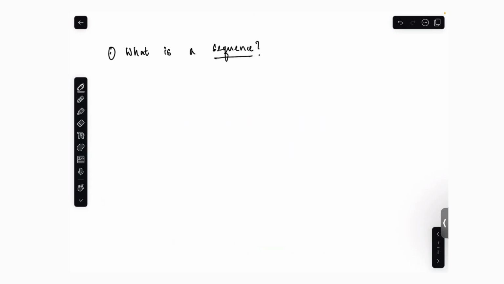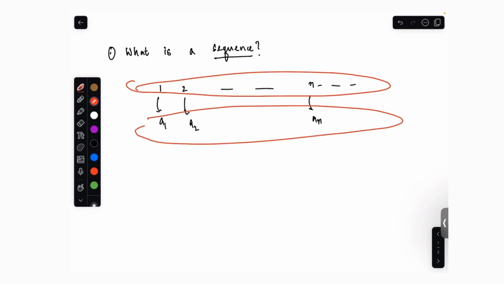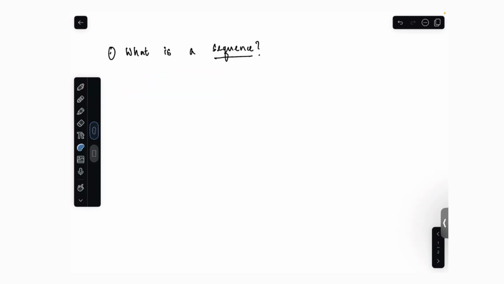A sequence is a function. In other words, you have 1, 2, dot, dot, dot, n, or till infinity, and you want to assign a real number to each and every one of these. So for 1, you want to assign a1, for 2, you want to assign a2, and so on. If you observe, it's nothing but a function from the natural numbers, which we call N, to the real numbers. So to put it mathematically, a sequence is a function from the natural number set to the real number set.